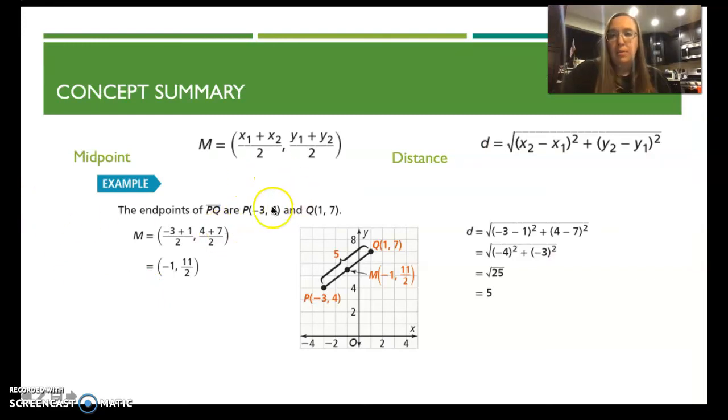Concepts for today. Make sure you know the midpoint formula. Make sure you know the distance formula. Make sure you write them down, memorize them, love them. They're your friends. And we will use them again, I'm sure.